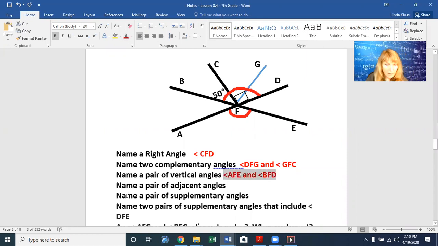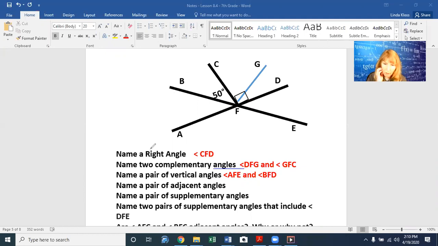Okay. Name a pair of adjacent angles. Oh, by the way, before I go on to adjacent, what other two angles would be vertical angles here? We're not going to write that, but can you see on the diagram which other ones would be vertical angles? Yeah, exactly. You can see that angle BFA is vertical to angle DFE, and they're also congruent. So I wanted you to just see that there's more than one answer a lot of times.